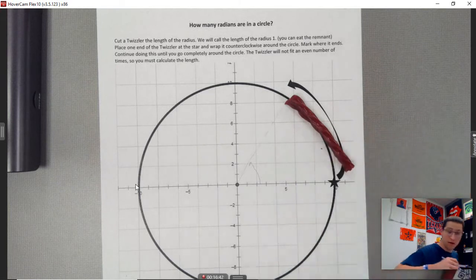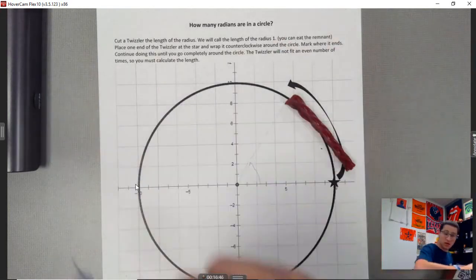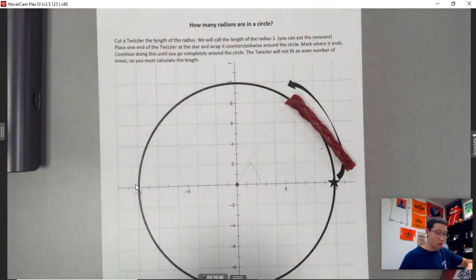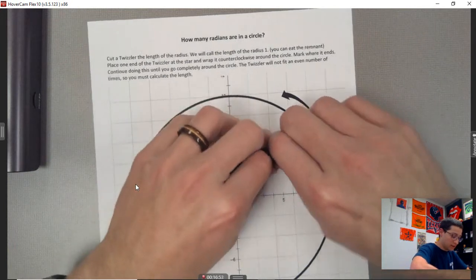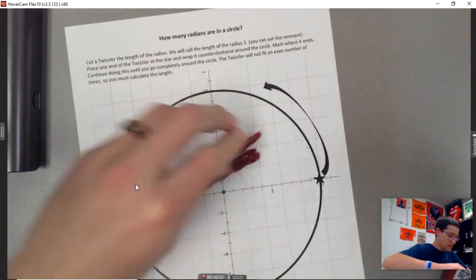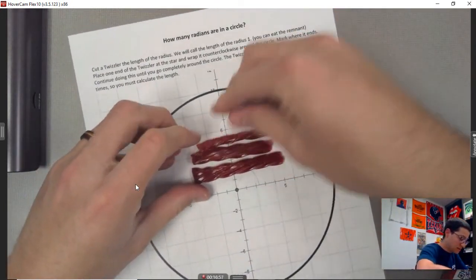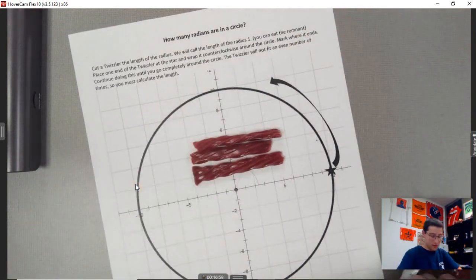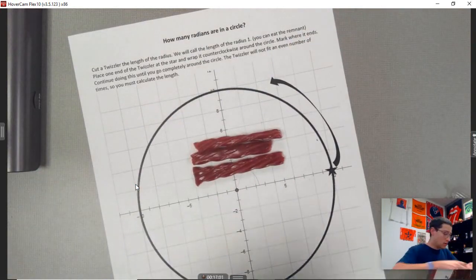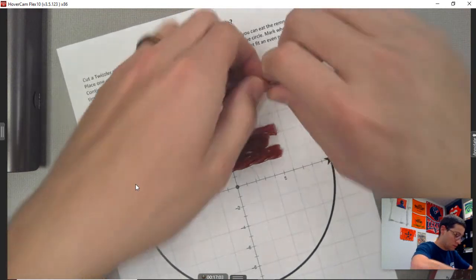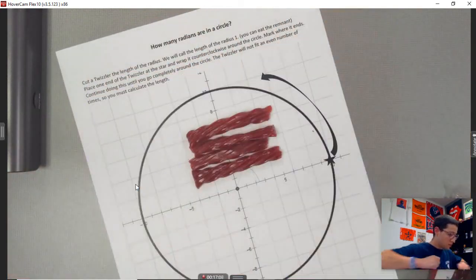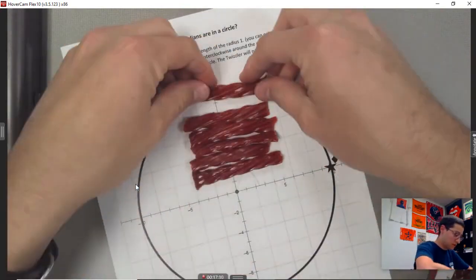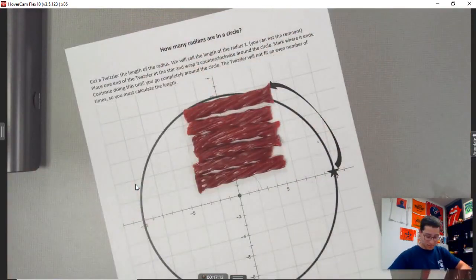That angle right there is 1 radian. Okay? We're going to see how many times I can go all the way around. So I'm going to go ahead and just make a bunch of them like this, and we're going to see how many fit. It's not going to be perfect. Okay? It is not going to be perfect. So let's just keep going. Make a bunch. But it's kind of fun to see what it ends up being.